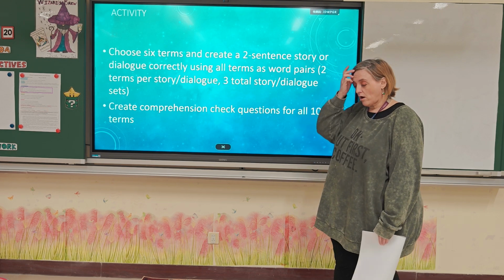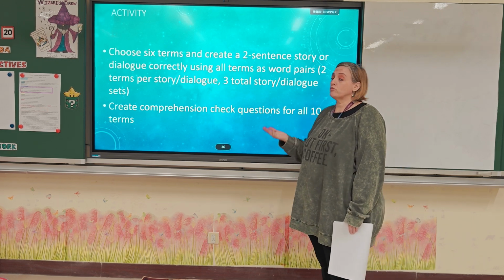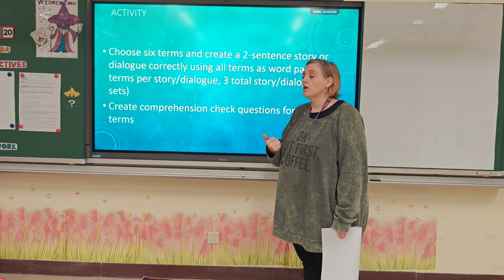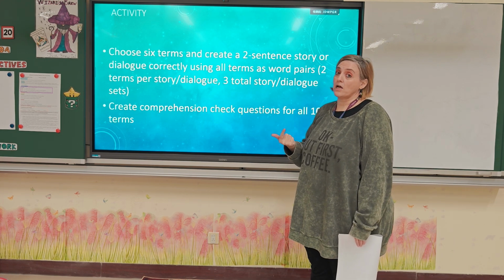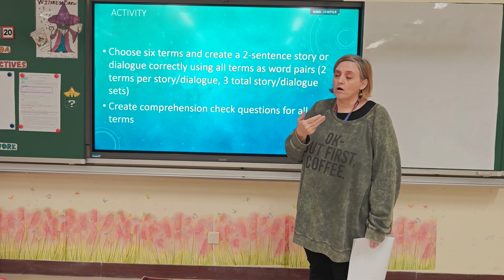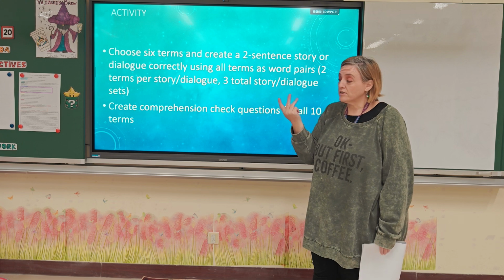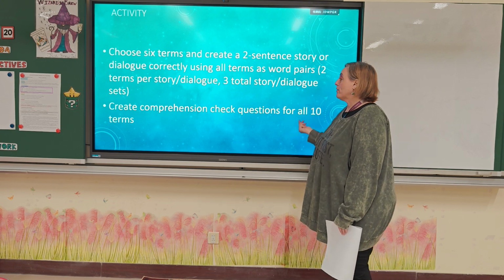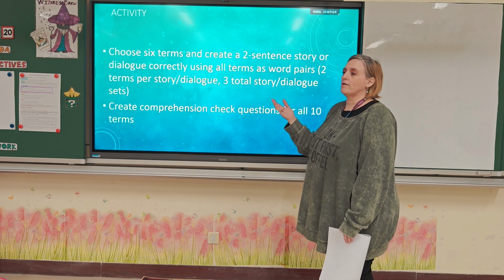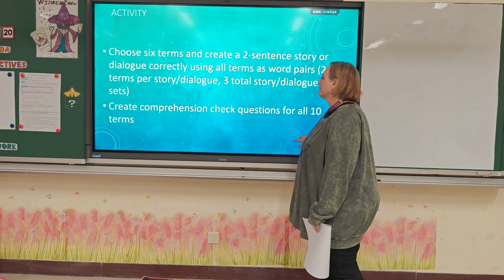Then I have them create comprehension check questions. This is really good for a lot of reasons. It's 1, to make sure your students are really understanding the words. 2, it can help you with test questions or bell ringer questions or exit tickets. So having them create comprehension check questions is a really good skill for them, and it will also benefit you in the end.